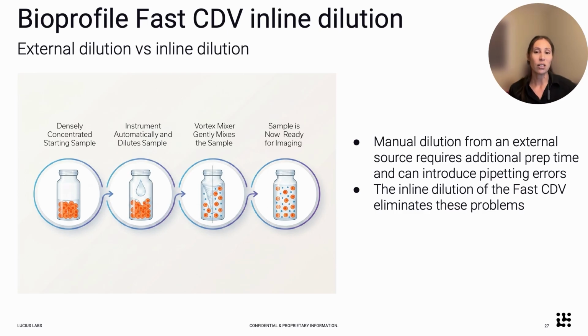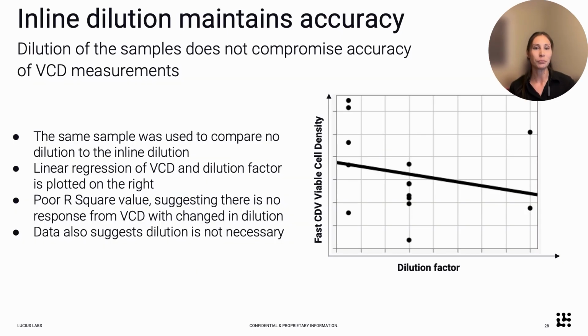With the inline dilution of the FAST CDV, there is the elimination of the time that it would take to prep this, as well as introducing pipetting errors from manually doing this yourself. So in this example of the workflow, the concentrated cell sample is internally diluted using the FAST CDV's own solution, and then this is mixed and then analyzed by the machine. So this rapidly moves from sample to process sample without the need for manual dilution.